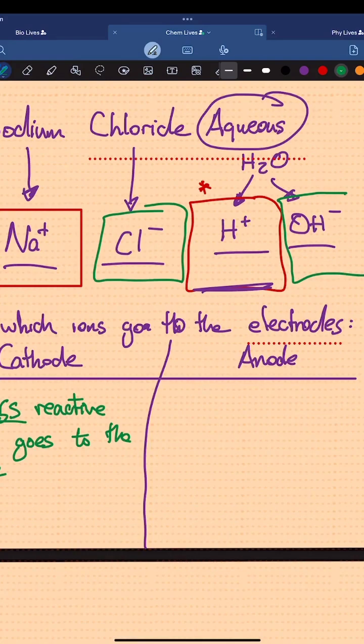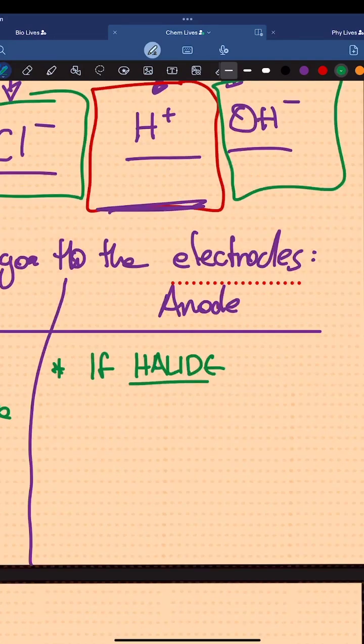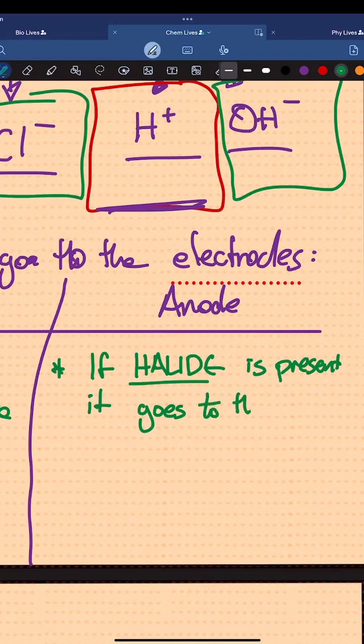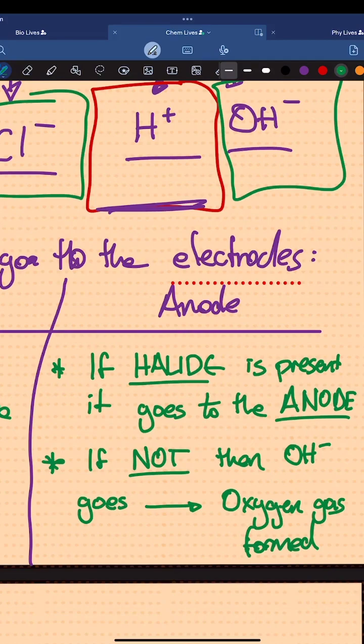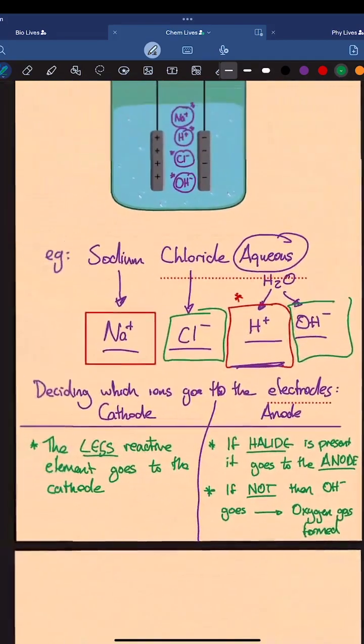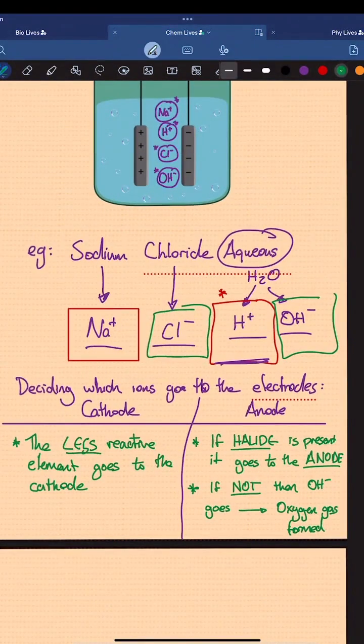So let's write that down as well. Remember, halide is group 7. If halide is present, it goes to the anode. So the halide would go to the anode. If not, then OH minus goes. And if OH minus goes, oxygen gas is produced. I hope that makes sense. This is where it gets confusing, okay? Hopefully we'll see a few questions on this.